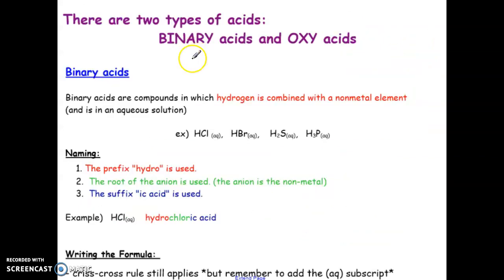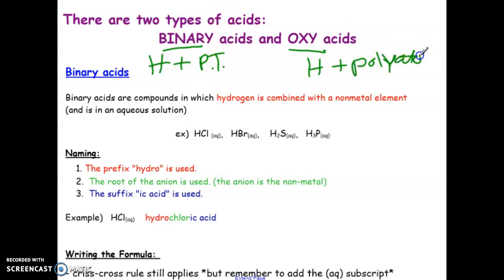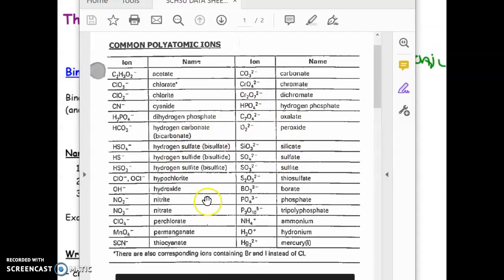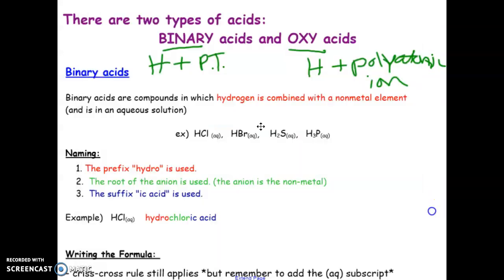So there's 2 types of acids. We have binary acids and oxyacids. In a nutshell, a binary acid is where you have hydrogen plus an element from the periodic table. So it could be chlorine or fluorine or nitrogen, whatever it is. But it's a periodic table element. An oxyacid is when you have hydrogen plus a polyatomic ion, meaning something from your polyatomic ion chart. Okay, so that's the main difference.